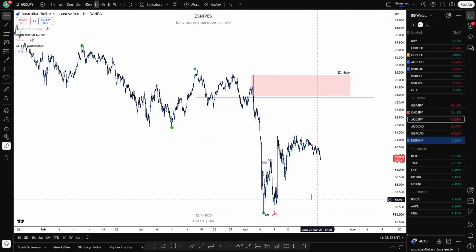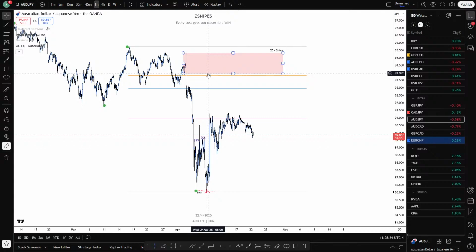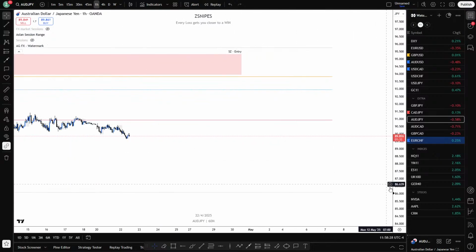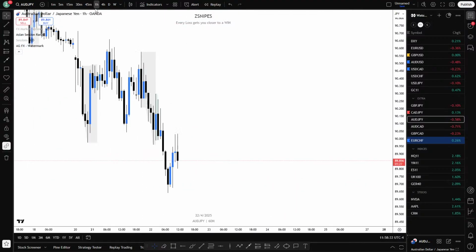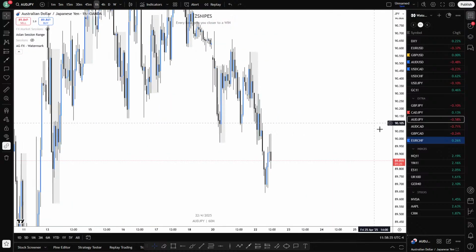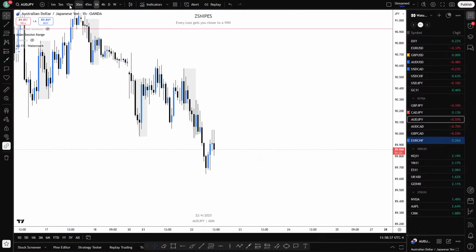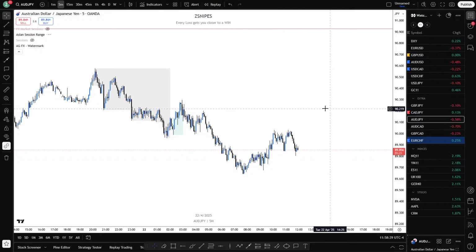AJ is bearish overall. I just need some bearish setups. Okay, we already tapped into the 50%. I just need to see actual good movements. And you know what? I actually looked at this earlier too. It looks like I should have actually taken AJ instead.